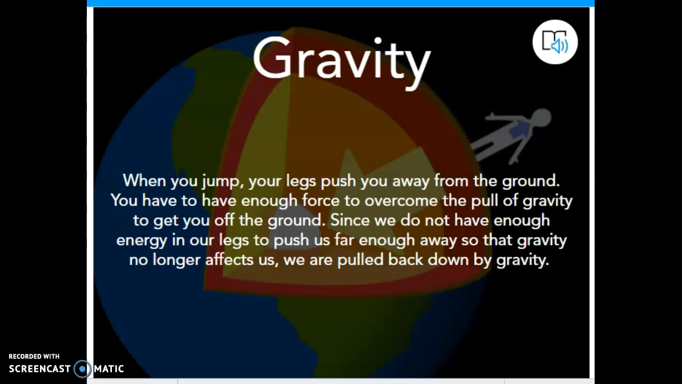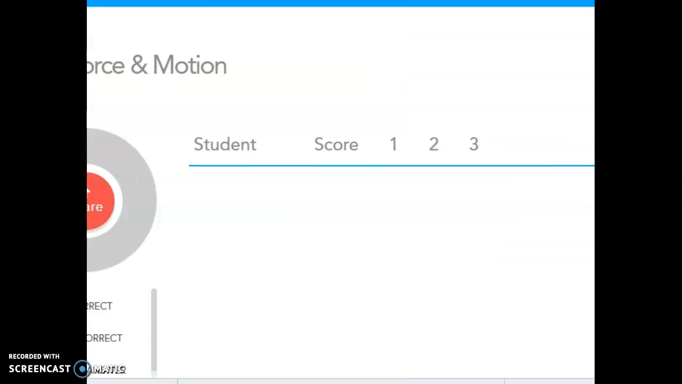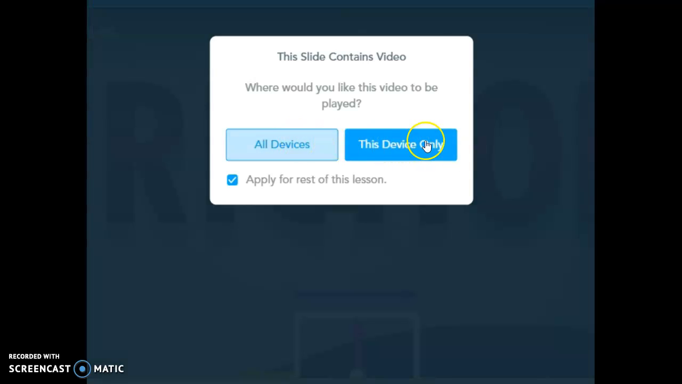When we jump, so for this person here, our legs push us up off the ground. We have to have enough force to overcome gravity in order to get us up off the ground, and most of us have enough energy to get up off the ground a little bit, but we do not have enough energy in our legs to push us far enough away from Earth that we overcome gravity completely. We are always pulled back down when we're jumping by gravity. That's why rockets have to have so much power to get out of the atmosphere of Earth, because they're spending a lot of their time overcoming gravity.